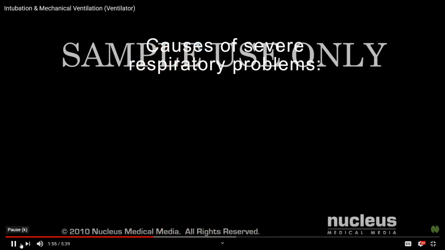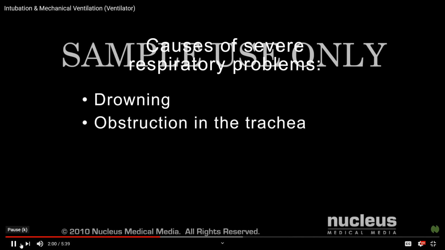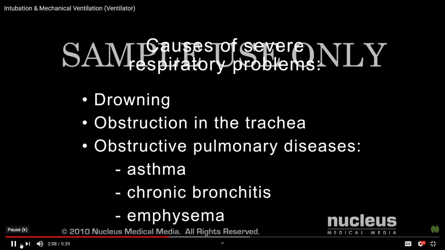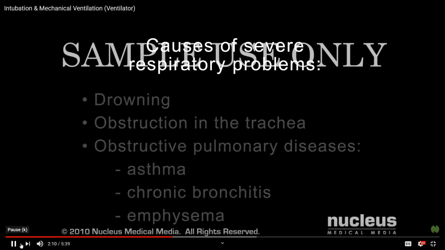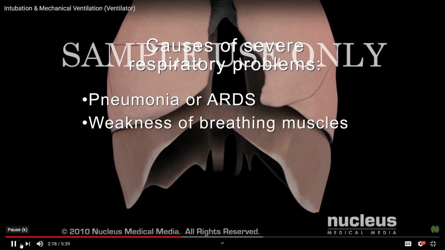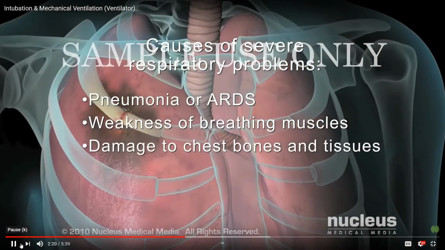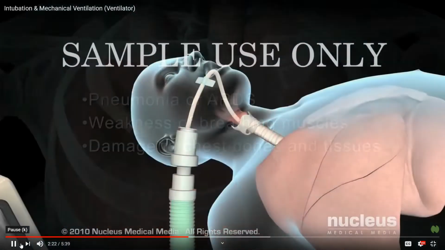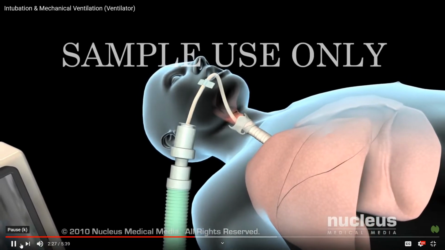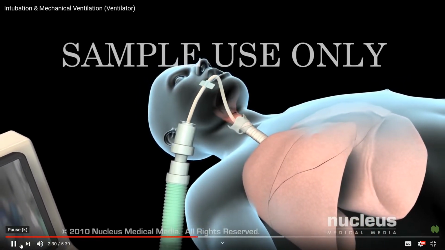Some conditions that may lead to severe respiratory problems include drowning, an obstruction in the trachea, such as a foreign object or tumor, obstructive pulmonary diseases such as asthma, chronic bronchitis, and emphysema, diseases such as pneumonia and acute respiratory distress syndrome, or ARDS, severe weakness of the muscles that control breathing, and damage to the bones and tissues of the chest. Under these circumstances, you may need additional oxygen or breathing support through mechanical ventilation.